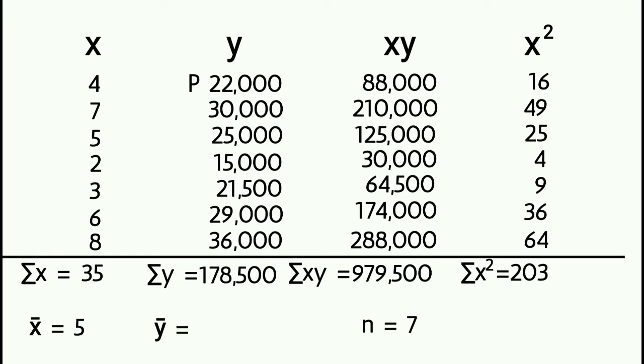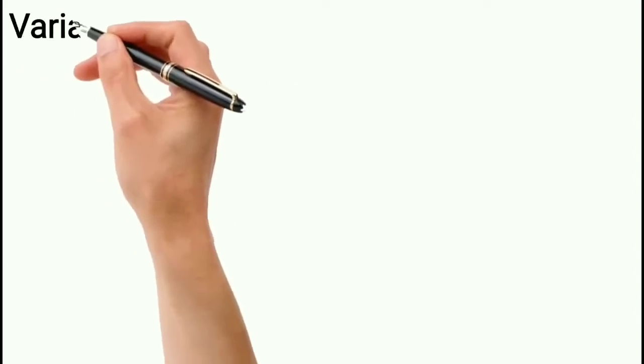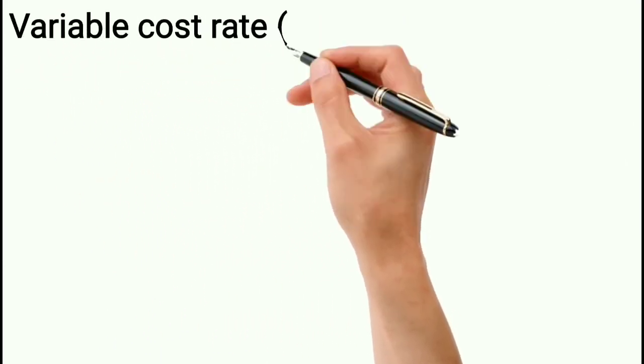Para naman makompute yung y bar or mean of y or average of y, kailangan nating i-divide yung summation of y sa number of observations. Kailangan nating i-divide yung 178,500 ng 7. 178,500 divided by 7, that is equal to 25,500. At this point, pwede na nating makompute yung variable cost rate or B.